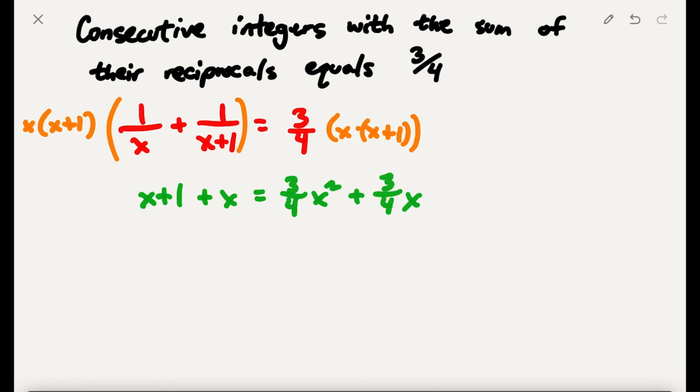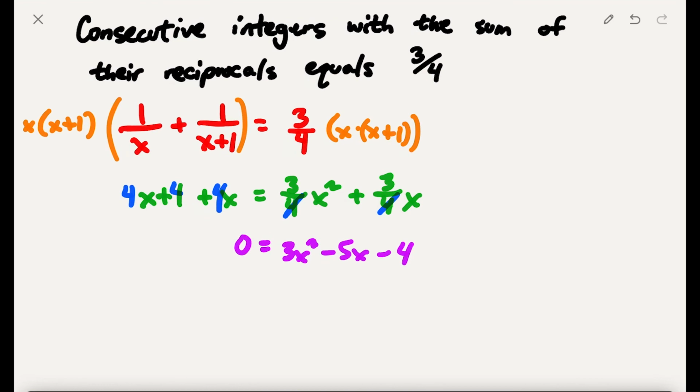Okay, just to make things a little bit easier, I'm going to multiply everything by 4. So then you're going to get 4 here, here, here. That 4 cancels, that 4 cancels. Okay. So now we're going to be left with 3x squared minus 5x minus 4, setting that equal to 0.